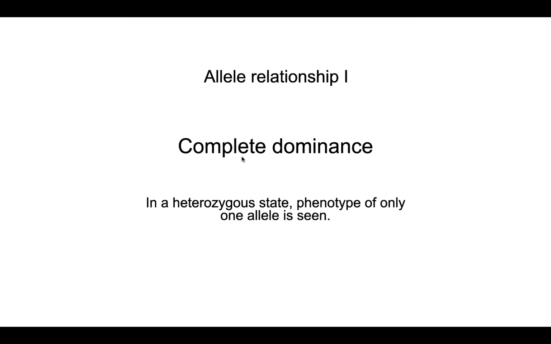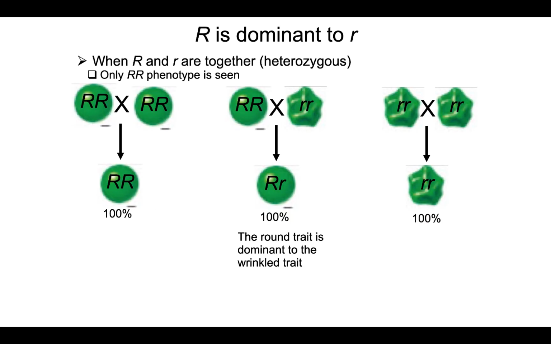The first is complete dominance, and that means in a heterozygous state, so if you've got an individual that has both of the two alleles of a particular gene, only the phenotype from one allele is seen. So this is your dominant recessive relationship that we've already discussed. So how do we figure out which of the alleles is dominant and which of the alleles is recessive?